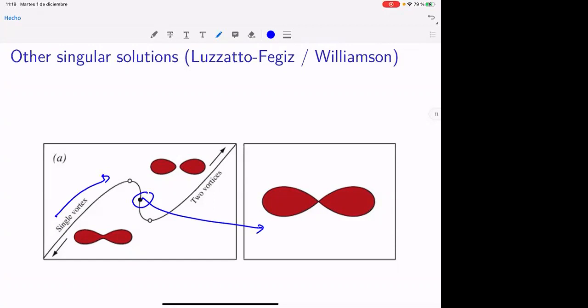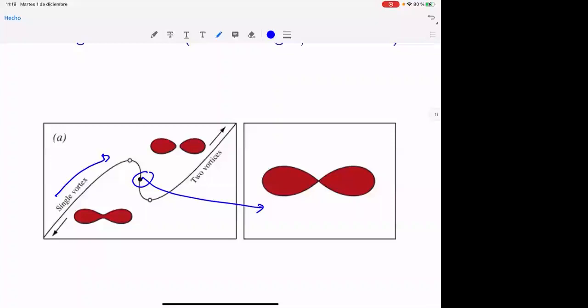Okay, and again, I stress that this is not dynamic. These are all steady solutions in the rotating frame. So this is just moving whichever parameter you're using to follow the branch.